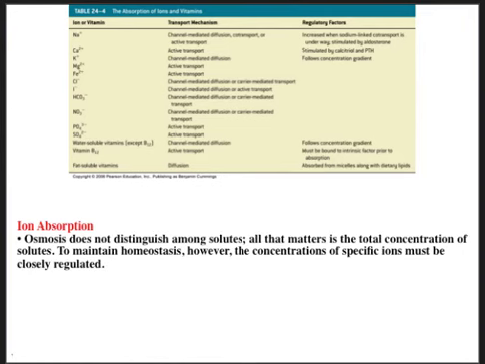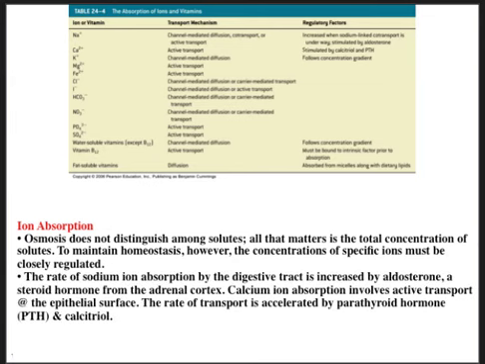How about the ions? Osmosis doesn't distinguish among solutes. All that matters is the concentration gradient. To maintain homeostasis, the concentrations of specific ions need to be closely regulated.